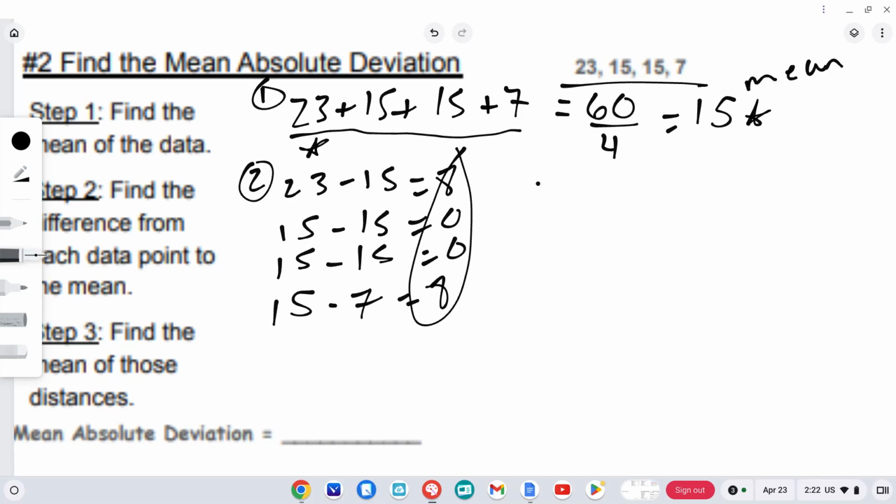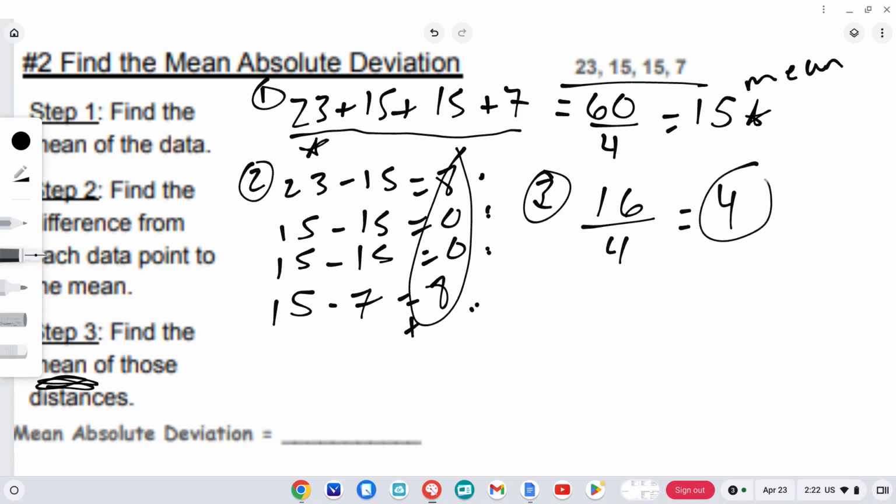That was step 2. Now step 3, right? Find the mean of those distances or the average. So I'm going to add them all up and see how much I get. I've got 8 plus 0 plus 0 plus 8. Well, 8 plus 8 is 16. And I don't need the zeros because they're not worth anything. There's 4 numbers here. So 16 divided by 4 is 4. So the mean absolute deviation, the average distance from the number to the mean, is 4. That one was pretty quick.